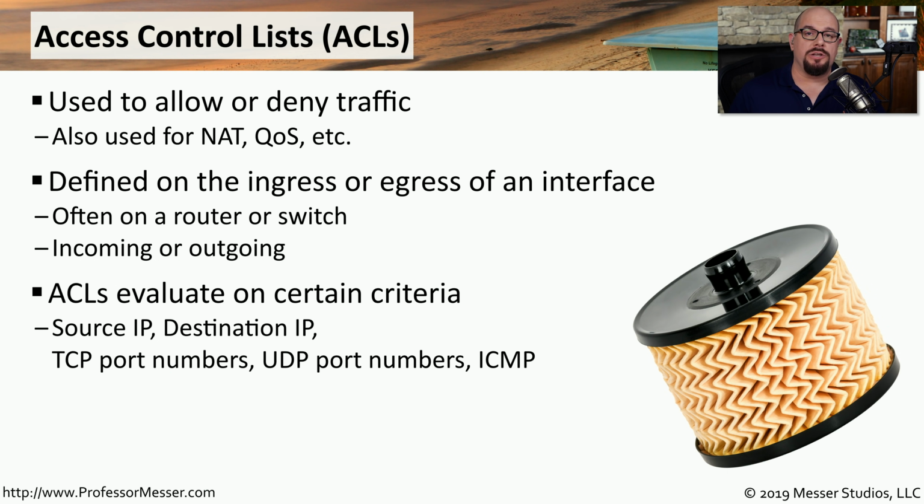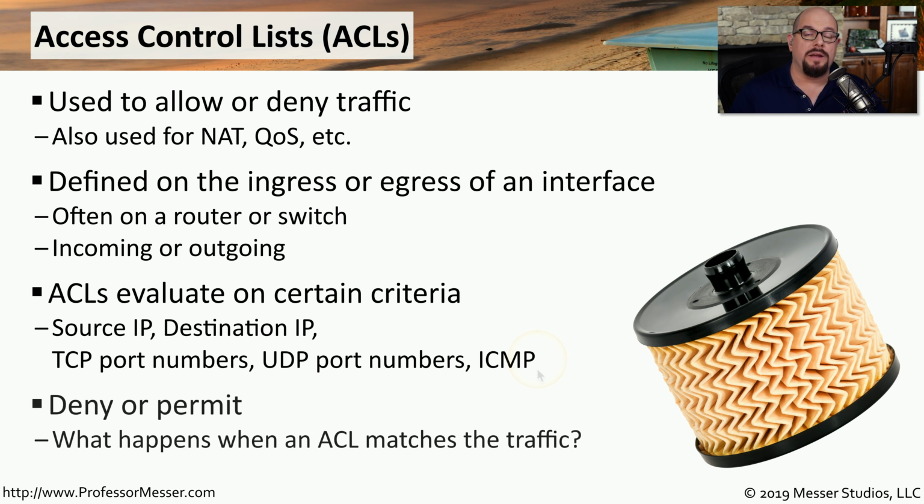Common criteria that you would use on an ACL is to identify traffic based on source IP address, destination IP address, whether it's a TCP or UDP port number, or perhaps you're looking for a particular kind of protocol, such as ICMP. If your network traffic then matches that criteria within the ACL, you can then determine whether that traffic will be denied or whether the traffic will be permitted.